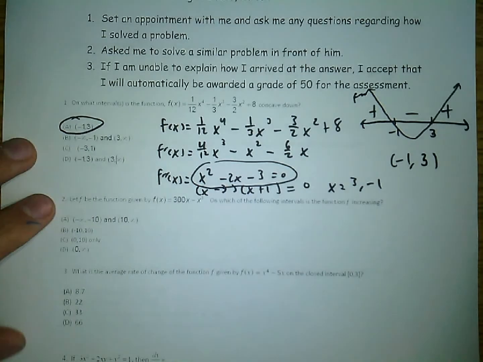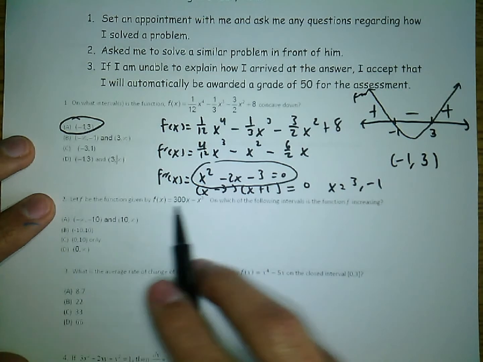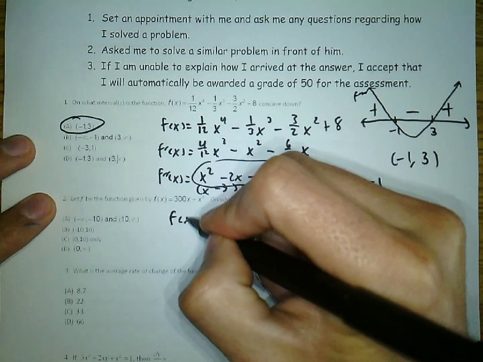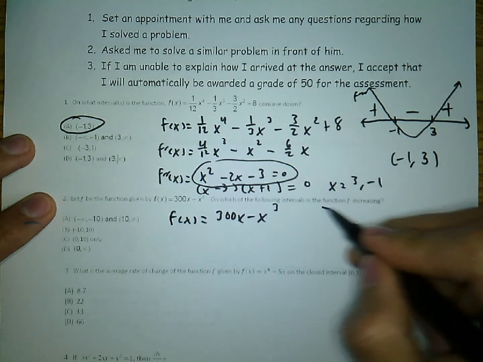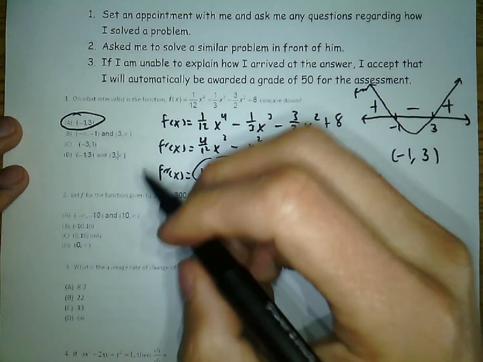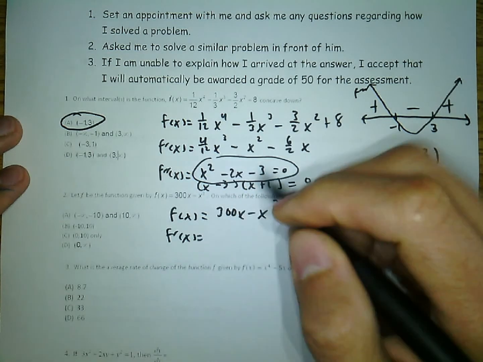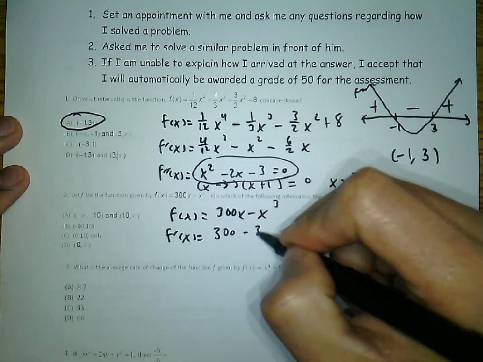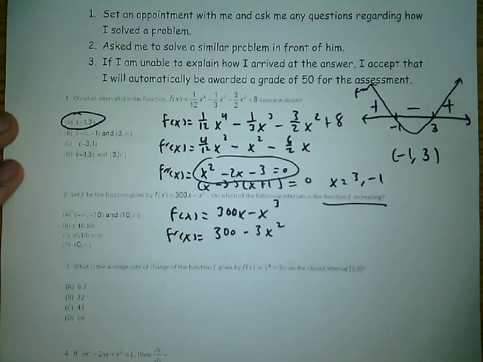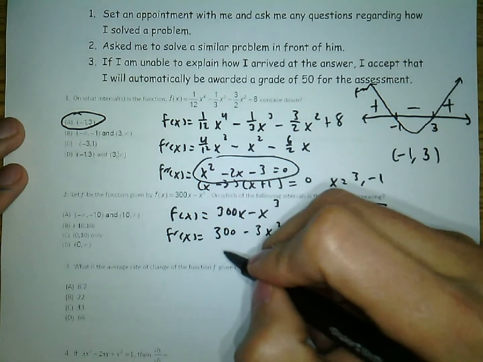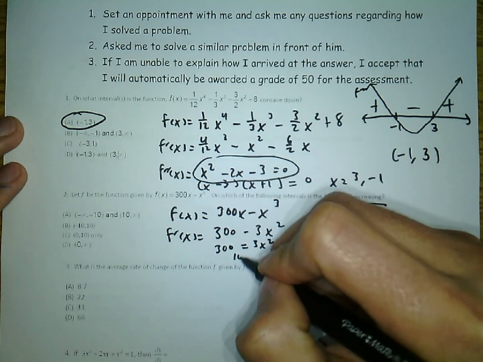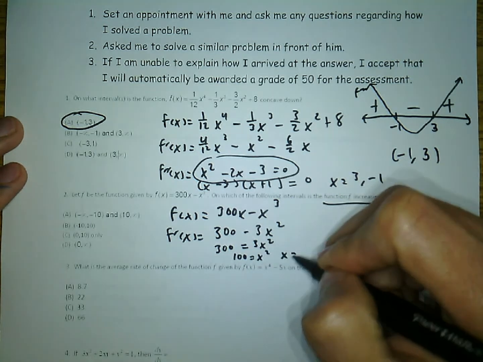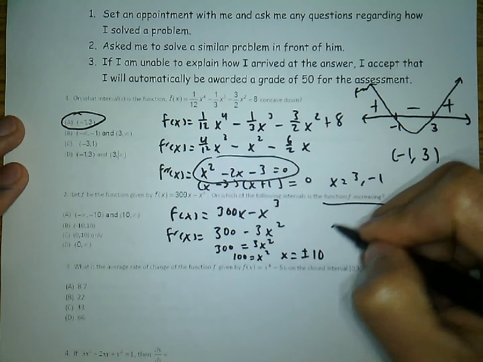Cool. Second question. You're given f of x equals 300x minus x cubed. We want to find out where the function is increasing, so that's going to be the first derivative. The first derivative gives 300 minus 3x squared. Once again, this is a polynomial, so we set it equal to 0. That gives 300 equals 3x squared, so 100 equals x squared, which means x equals plus or minus 10.